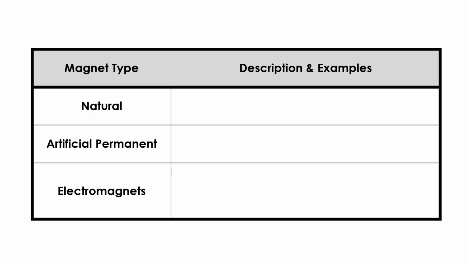First, natural magnets. A natural magnet can include things like the Earth spinning on its axis. Other natural magnetic objects on Earth include lodestones, also called magnetite, which is a naturally occurring material that does have a weak magnetic field. Obviously, the more common magnets are the artificial magnets.